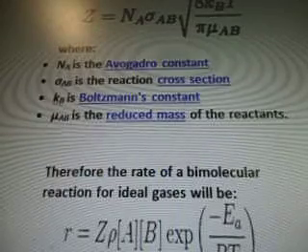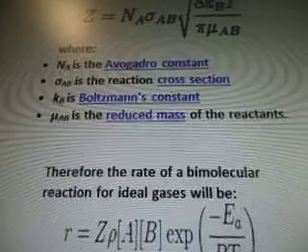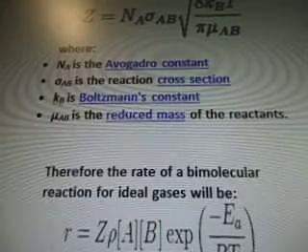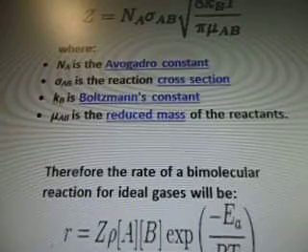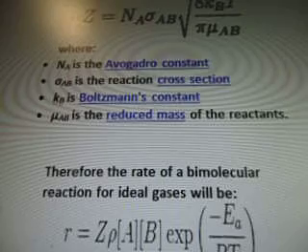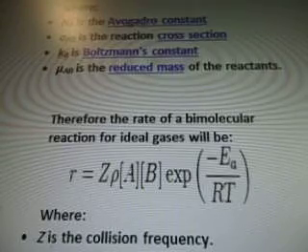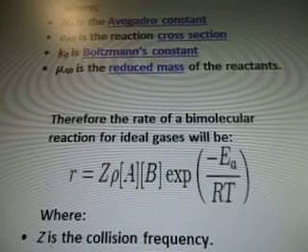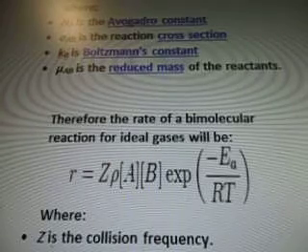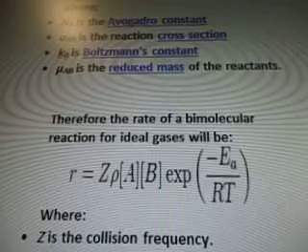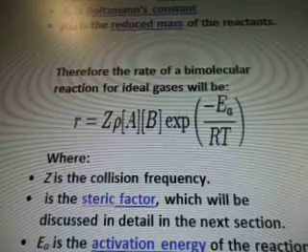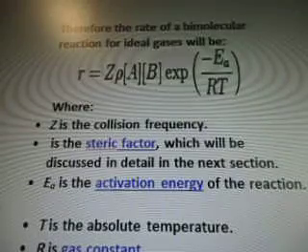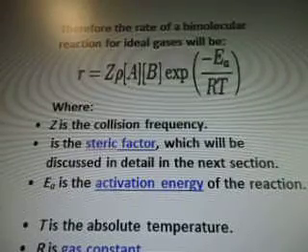I don't know what that symbol is. Looks like an O with a little straight line off the right hand side, and then small ab is the reaction cross section. K with the small b is Boltzmann constant, and the U symbol with the tail going straight down on the left side is a small ab is the reduced mass of the reactants. Therefore, the rate of a bimolecular reaction for ideal gases will be R equals, and then there's your equation.